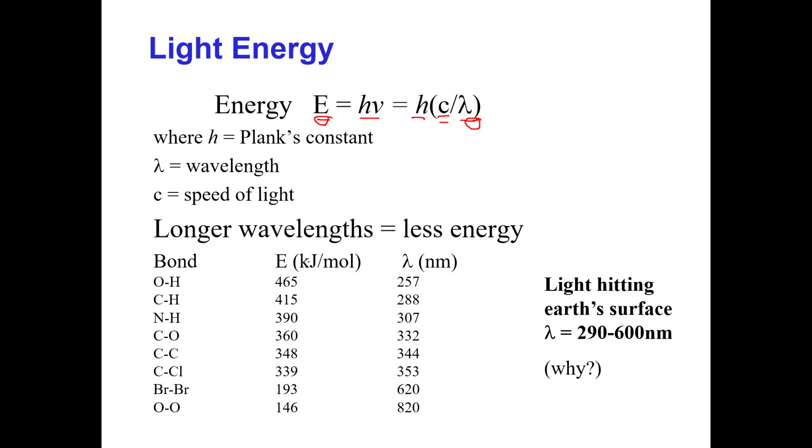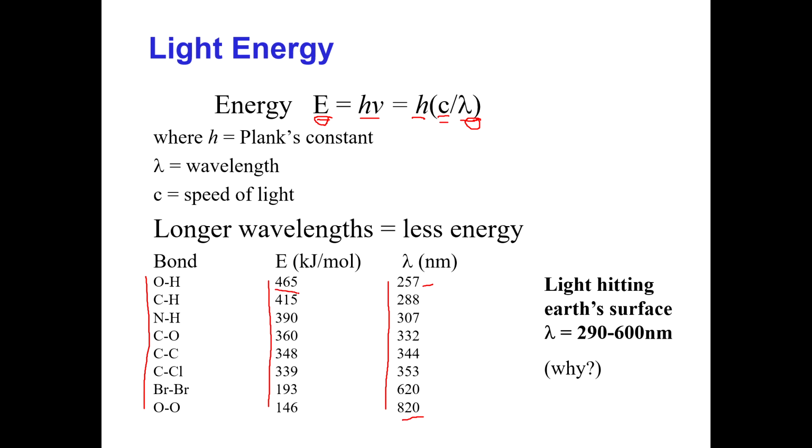So we can look at some bonds here that are typical for organic chemistry. And we can ask, well, how much energy does it take to break this bond? And then we could ask, what wavelength of light would we need to get enough energy that we could break that bond? Okay? So longer wavelengths of light will have less energy. That's because E is proportional to 1 over the wavelength, right? So longer wavelengths down here have less energy. Shorter wavelengths have a lot more energy. So the OH bond is quite difficult to break.